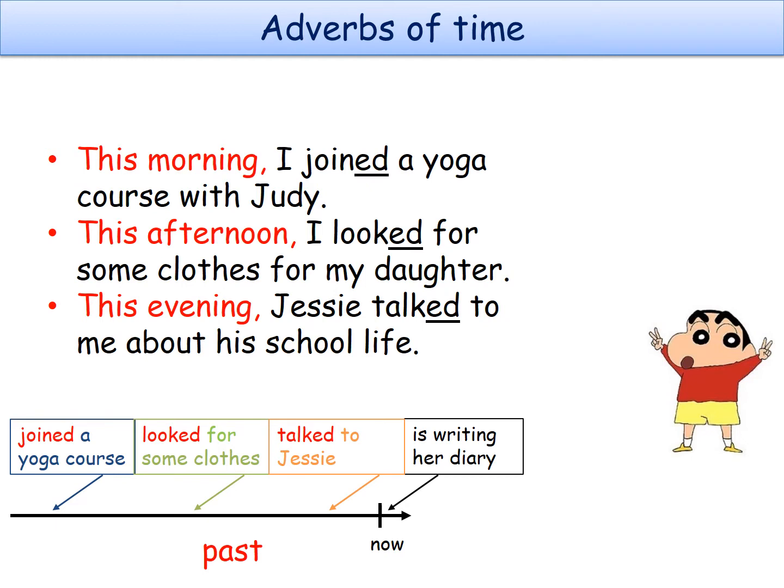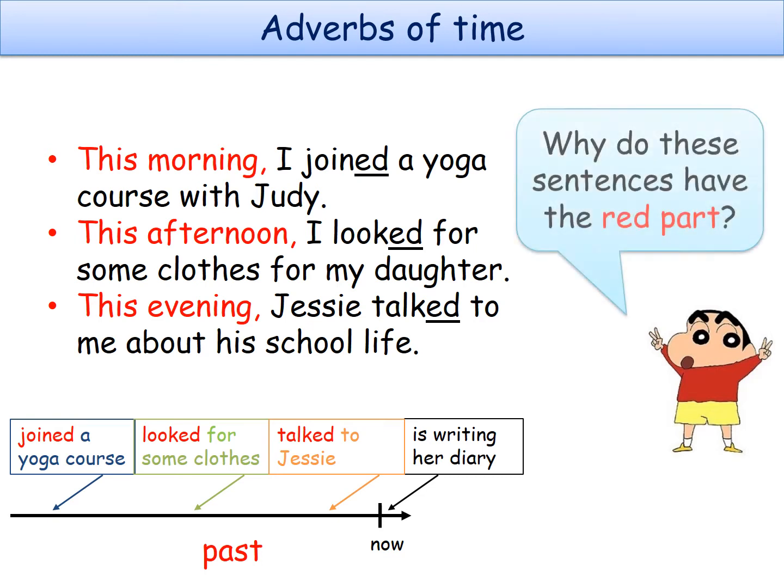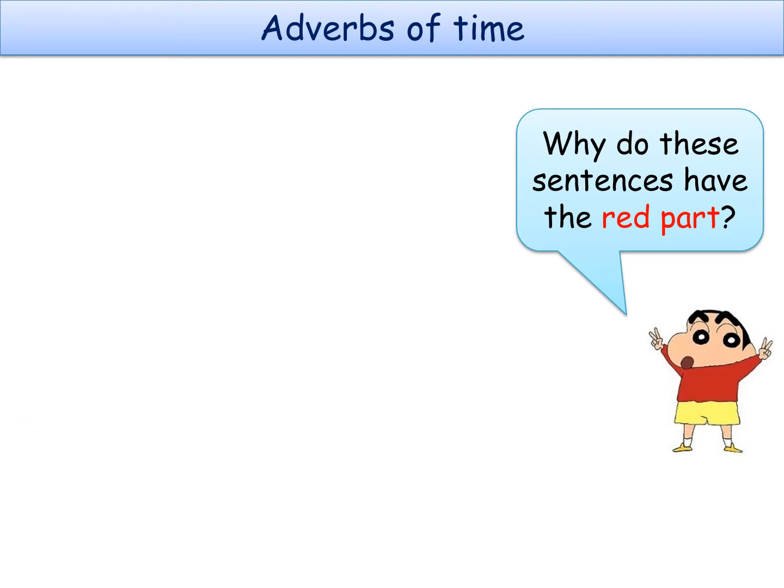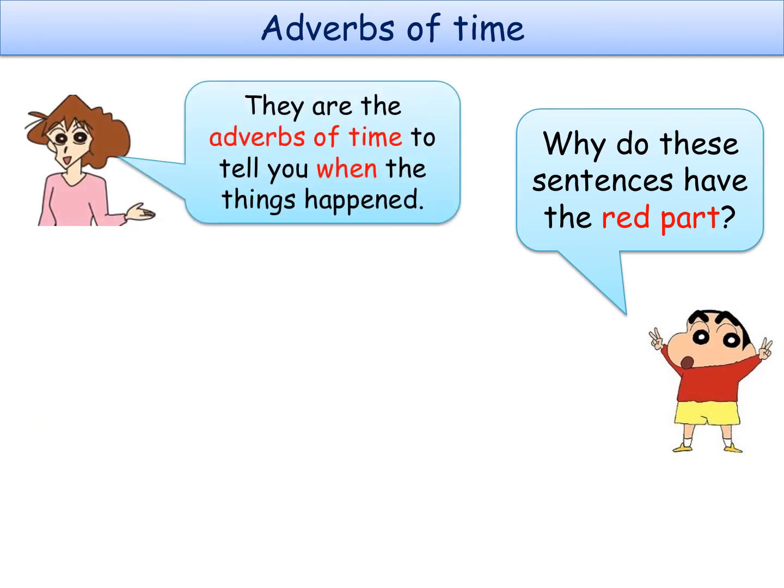I started to understand those strange words. We add ed at the end of the verbs to tell people we did those things in the past already. But then I have another question. Why do these sentences have the red part? There are the adverbs of time to tell you when the things happened.